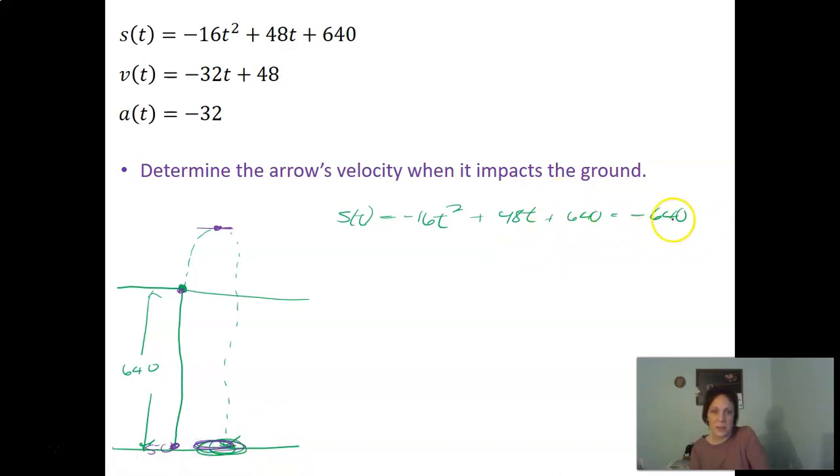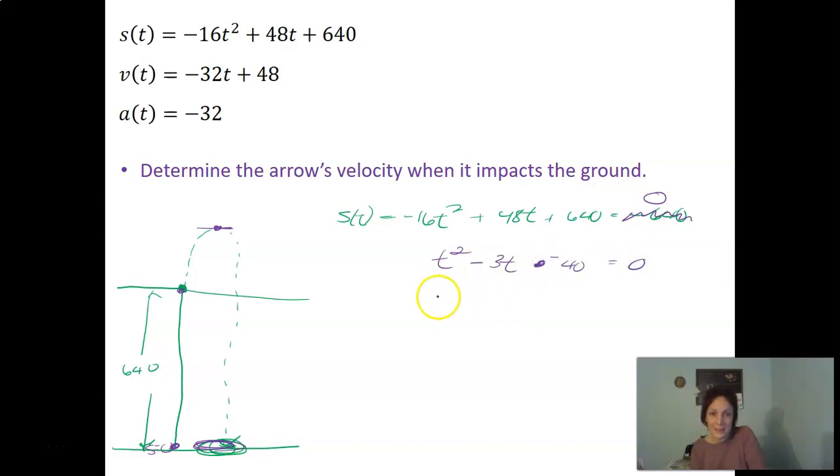So if I take my position function and make it equal to 0, so I say S of t is negative 16t squared plus 48t plus 640, that has to equal 0. If I do that, I can actually simplify this pretty nicely. I can divide through by negative 16 to make it easier. That's going to come out to t squared minus 3t, and I believe that comes out to a 40, but it needs to be a minus 40.